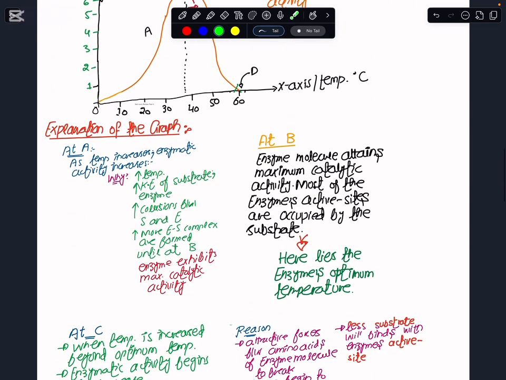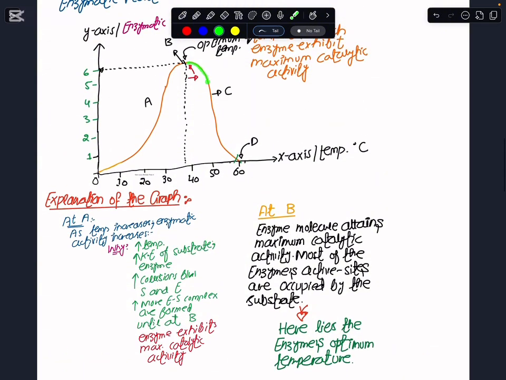And the point where the enzyme has attained the maximum catalytic activity is the enzyme's optimum temperature. This varies from species to species. If I were to give you an example of us, human beings, in our body the optimum temperature is 38 degrees centigrade. But for bacteria that live in hot springs, their optimum temperature would not be 38, but much greater than 38 degrees centigrade.